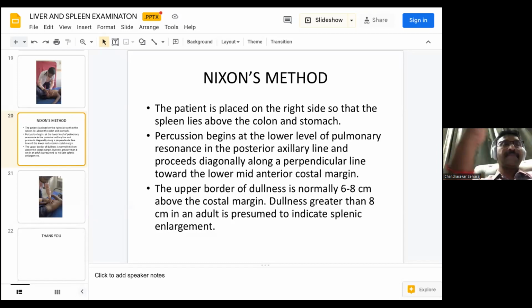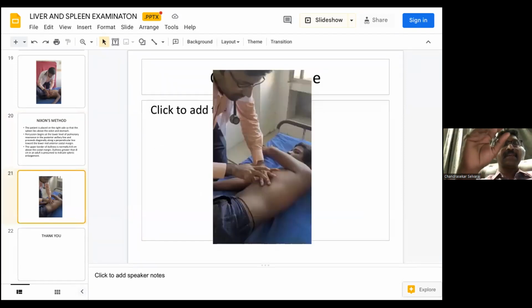Usually we get a dullness, and that is because of the spleen. It measures around 6 to 8 centimeters. If the dullness is greater than 8 centimeters in an adult, it is assumed to indicate a splenic enlargement. So this is the picture you see here. The patient is put on the right lateral side, and from the posterior axillary line towards the mid-costal line we percuss, and we measure the total area of dullness, this diagonal measurement, and if it is more than 8, it indicates enlargement of the spleen.